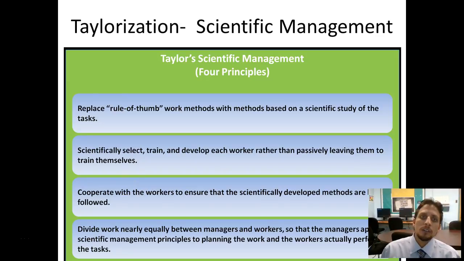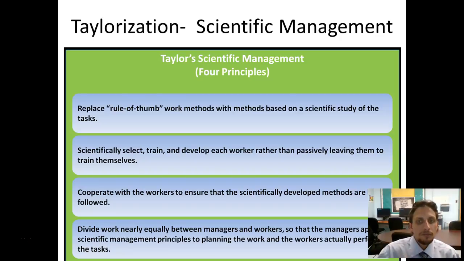So the first thing you want to understand is this whole idea known as Taylorization, also known as scientific management. Taylorization is a really important idea. They're going to apply science and the scientific method to work and factory work. So this is revolutionary. They're going to figure out the best way to perform a certain task in the factory. What's the most efficient way to do it?